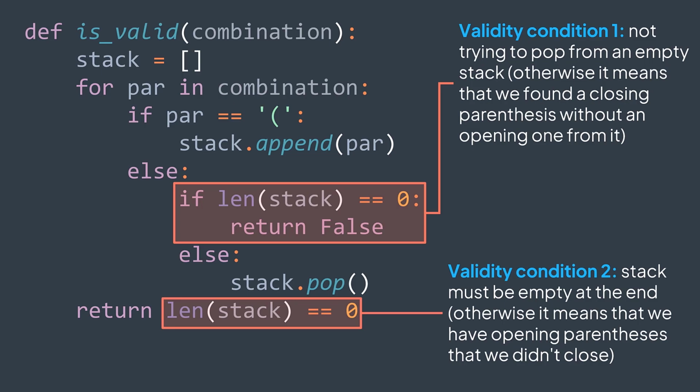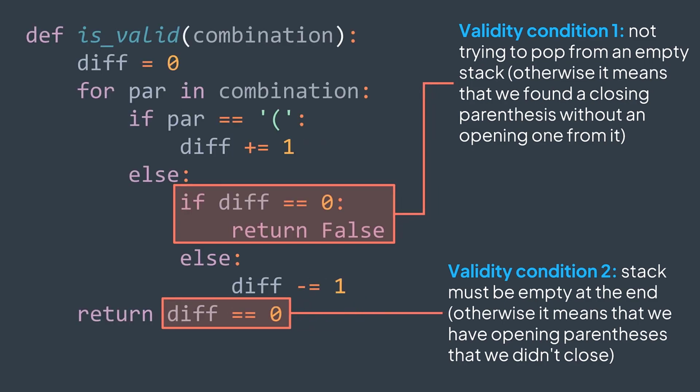And because we have only one type of parentheses, round ones, we don't even need the stack. We can just use a variable diff that represents the difference between the number of opening parentheses and the number of closing ones. It has to be 0 at the end, and if it becomes negative during the process, then it's not valid.